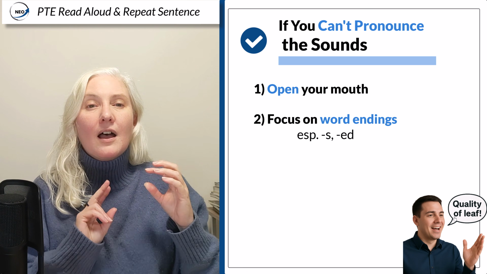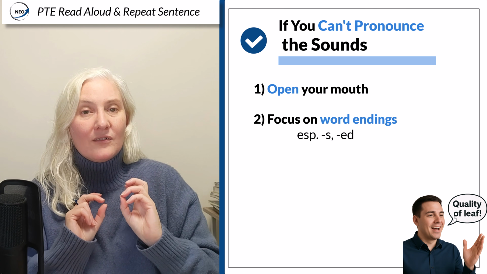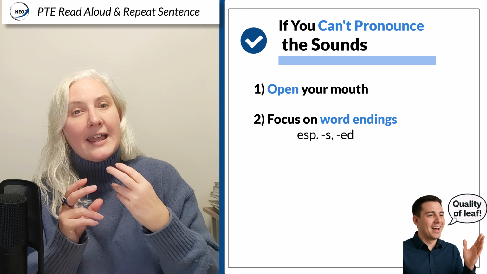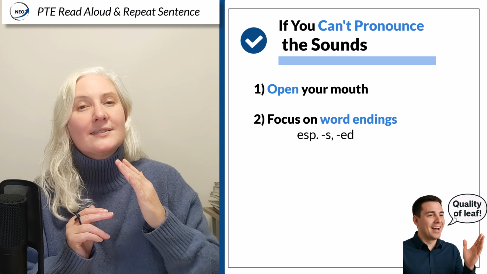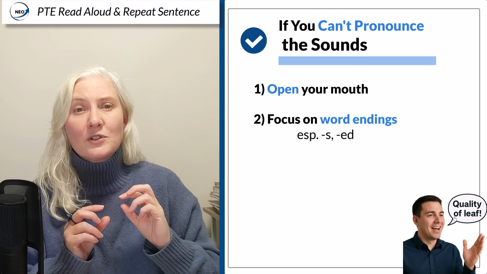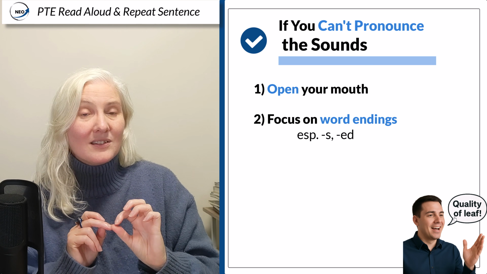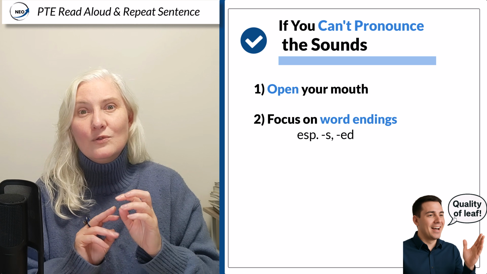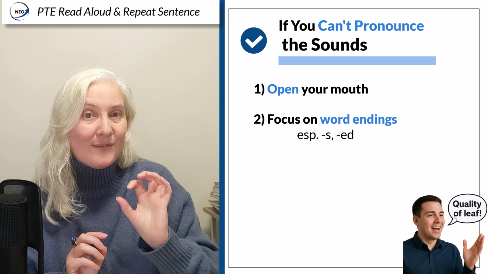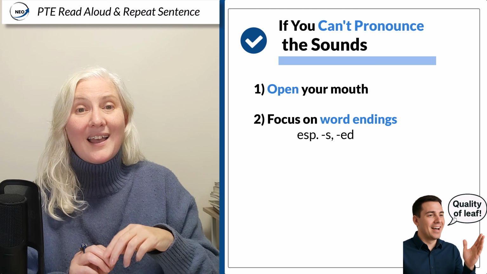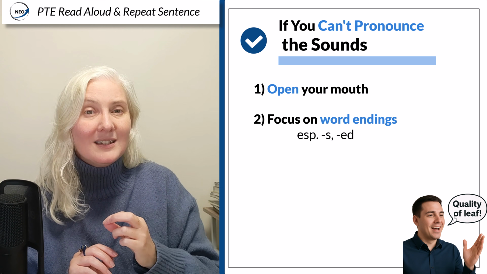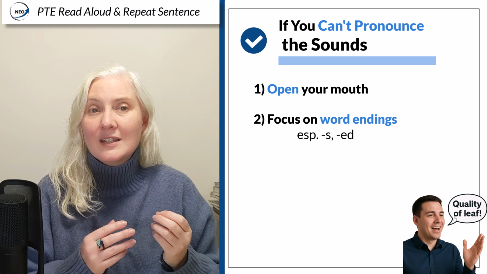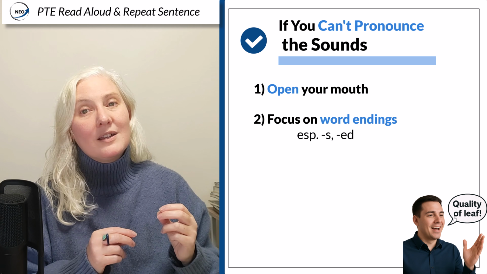2, focus on the endings of words. A lot of different languages don't pronounce endings as strongly as English, and a lot of them don't have the same sounds at the ends of words as English. So it's very important that you say an S if there's an S on the end of the word, that you say an ED if there's an ED on the end of the word. Can you notice? If you skip them, then not only is your pronunciation wrong, but it changes the grammar.